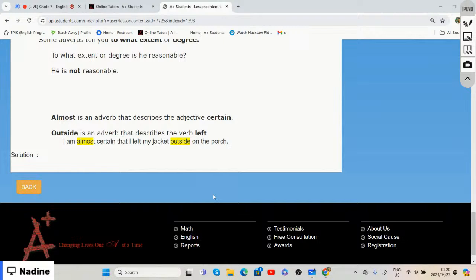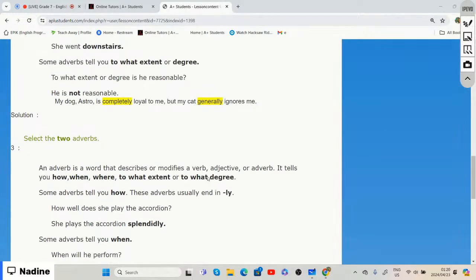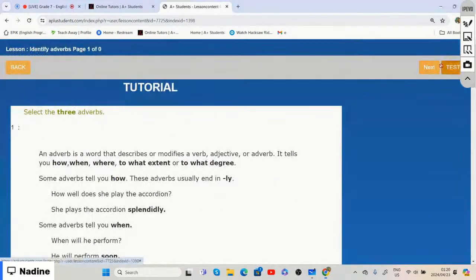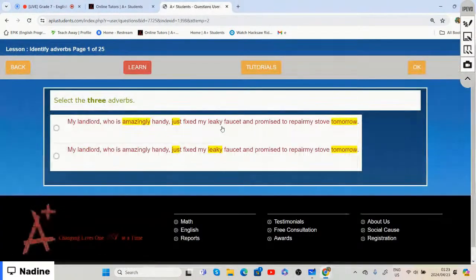So I left my jacket. Where did you leave it? I left it outside. Right? All right, let's go to our test. So we're going to our test where we're going to select the adverbs. So we're going to select three adverbs, right? It says, my landlord, who is amazingly handy, just fixed my leaky faucet and promised to repair my stove tomorrow.